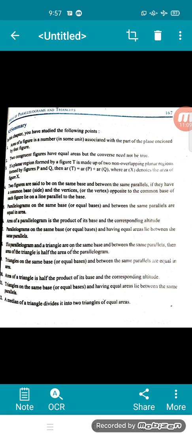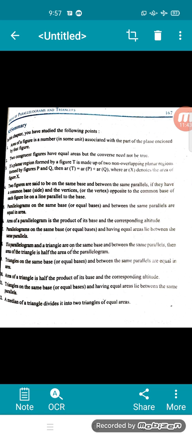Parallelograms on the same base and between the same parallels are equal in area. Area of a parallelogram is the product of its base and corresponding altitude. Parallelograms on the same base and having equal areas lie between the same parallels. If a parallelogram and a triangle are on the same base and between the same parallels, then area of the triangle is half the area of the parallelogram. Triangles on the same base and between the same parallels are equal in area.